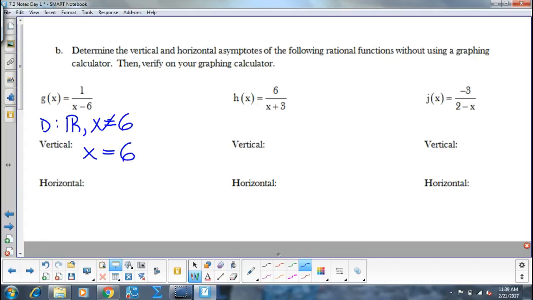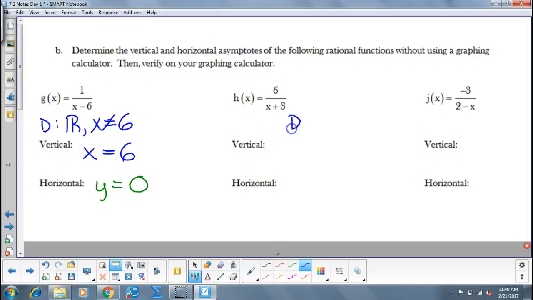Based off of the last 4 examples, what is the horizontal asymptote? Y equals 0. Y equals 0 is a horizontal asymptote. Can this function ever be 0? Nope, because the numerator can't be 0. Let's start with the domain first over here.